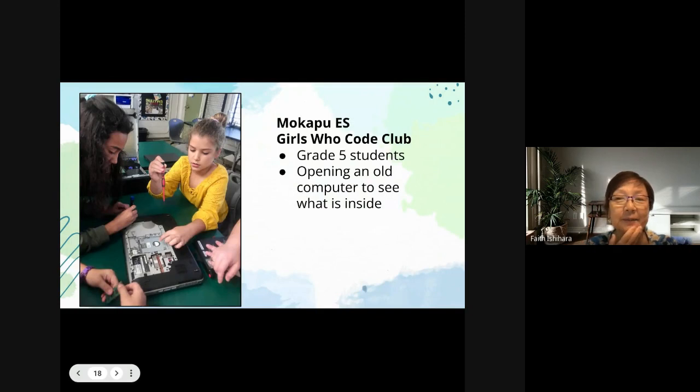Then we visited Mokapu Elementary, and they have a Girls Who Code club after school. And their facilitator, Adrienne Ulu Vincent, saves old computers and laptops on campus, and she allows her students in the club to open up the device, take a look at all the pieces, pull them out, get a closer look, and they just love that hands-on activity.